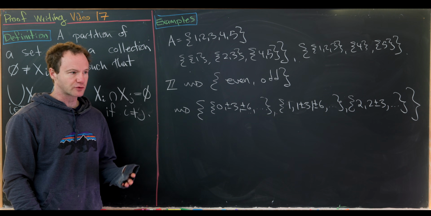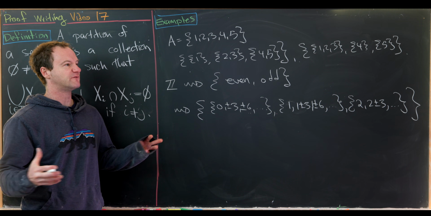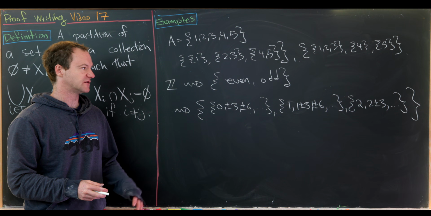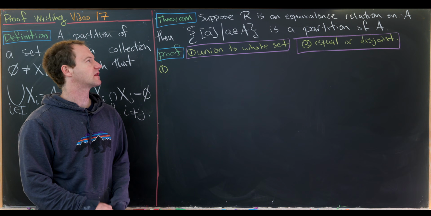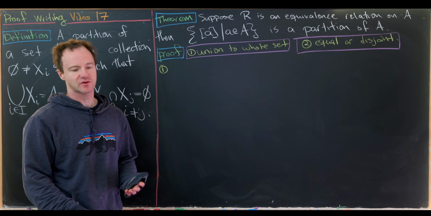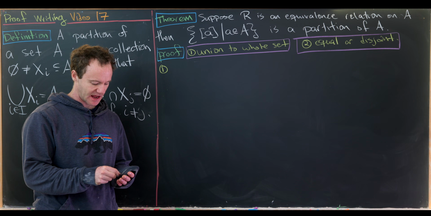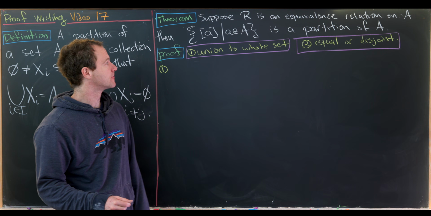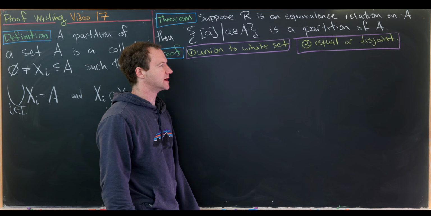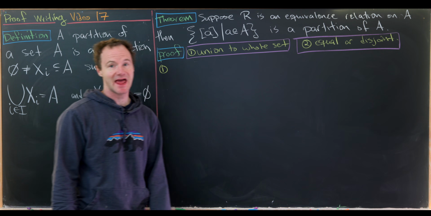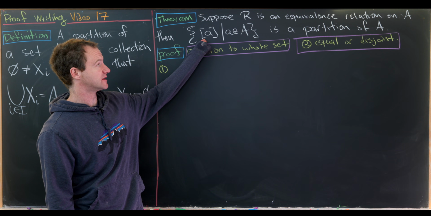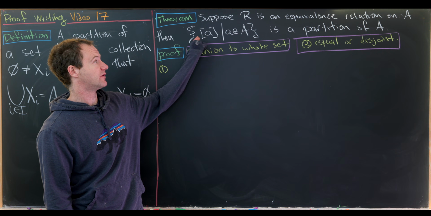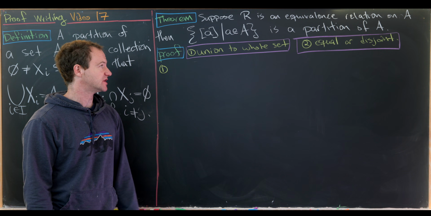Okay, so now let's prove a nice result that fuses together these notions of partitions and equivalence relations. Now we're going to prove a really classic result. Actually, it's the first half of a classic result. The second half will be left as a homework problem. So let's suppose R is an equivalence relation on a set A. What we'll show is that the set of equivalence classes of R is a partition of A.